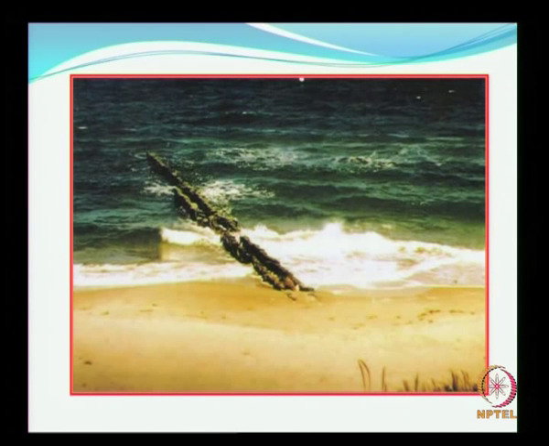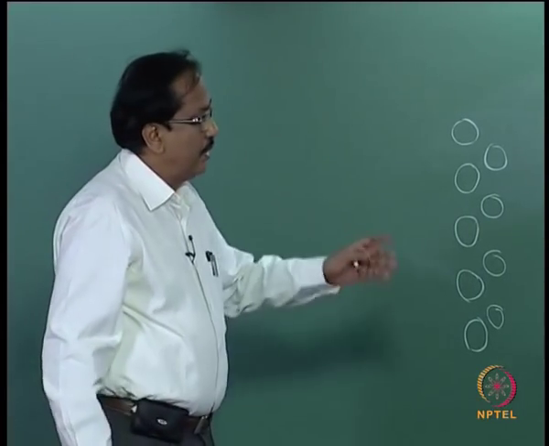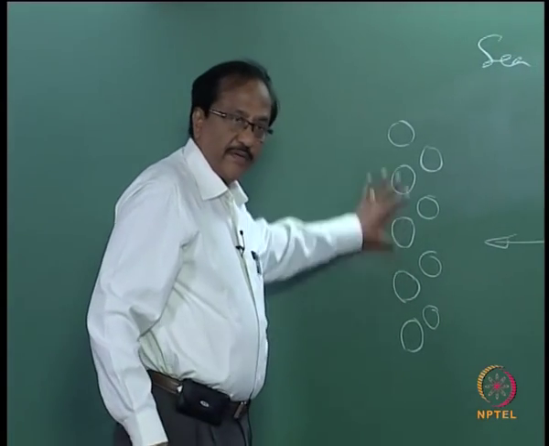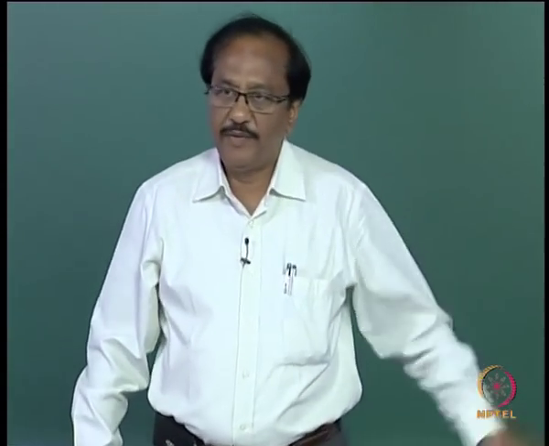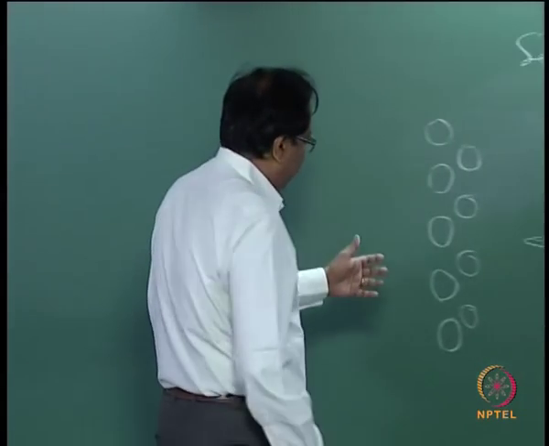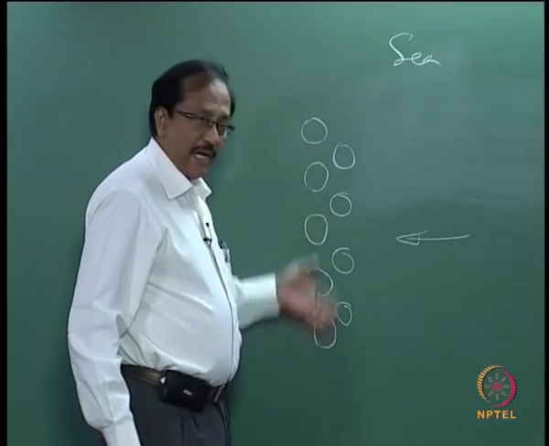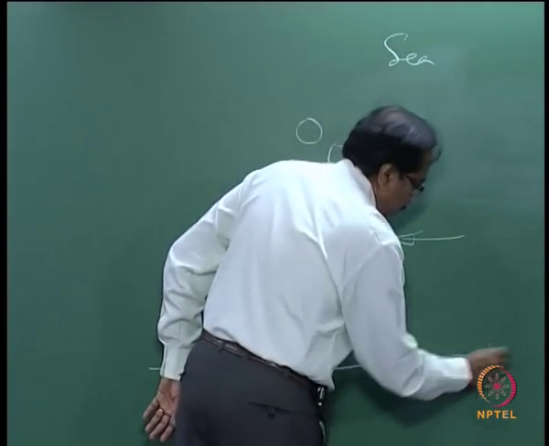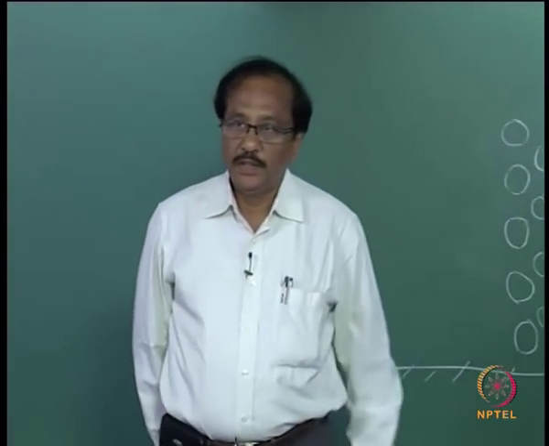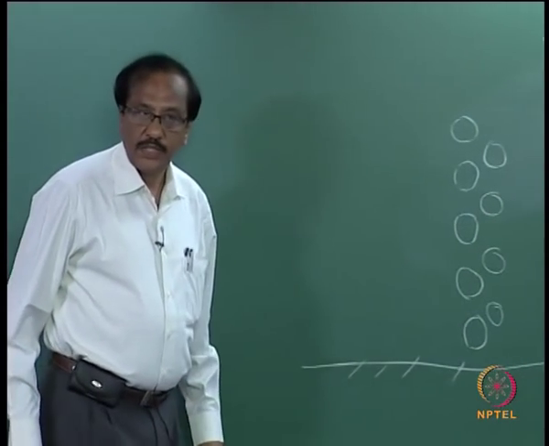So this is nothing but just driving logs. But once you try to adopt this kind of cheaper way of constructing coastal protection measures as a form of groin, you have to be careful that when you use this kind of logs of wood, you make sure that the obstruction is normal to the shore. The idea is to trap the longshore sediment transport. You understood?